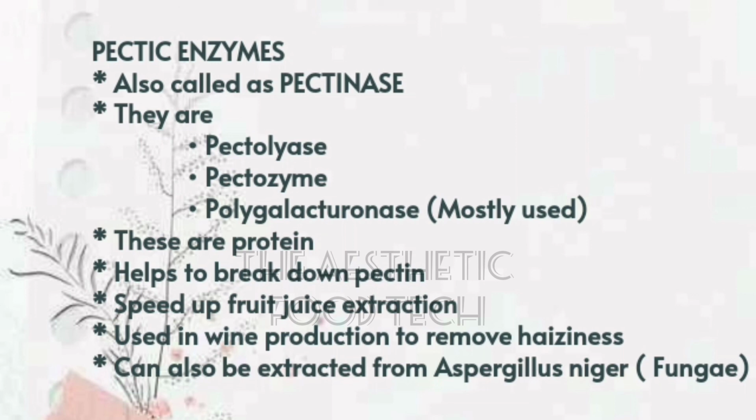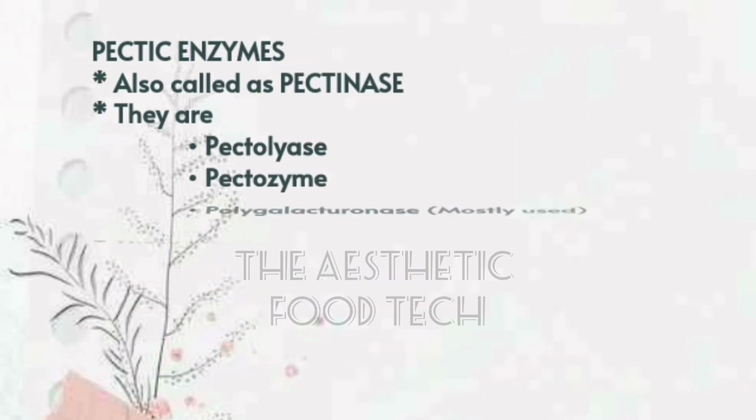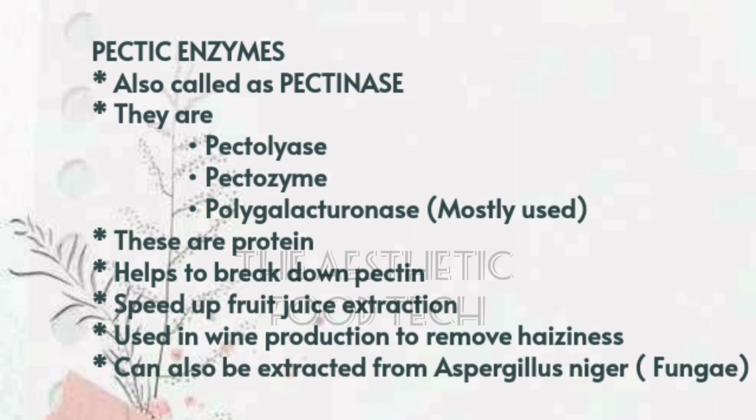Pectic enzymes are used in wine production, and also they remove haziness in wine. These pectic enzymes can also be extracted from Aspergillus niger, a fungus. The most commonly used pectic enzyme is polygalacturonase.